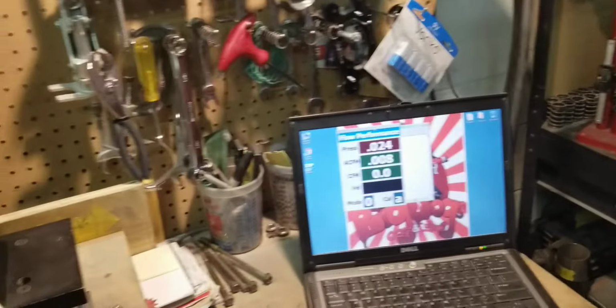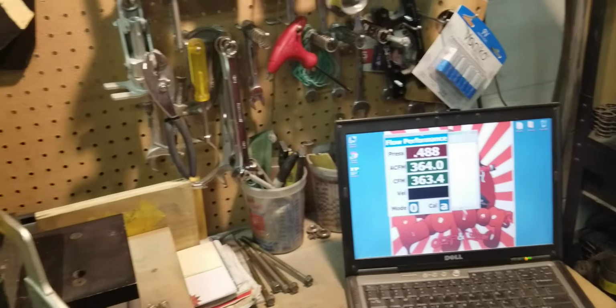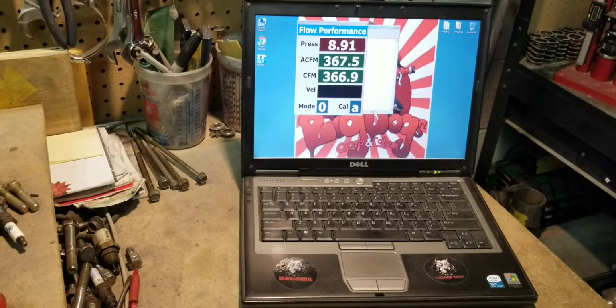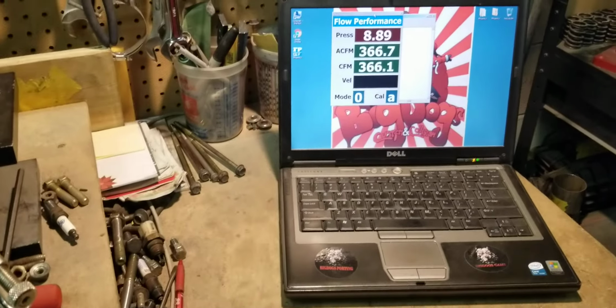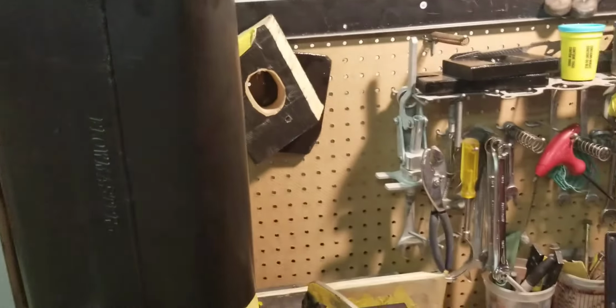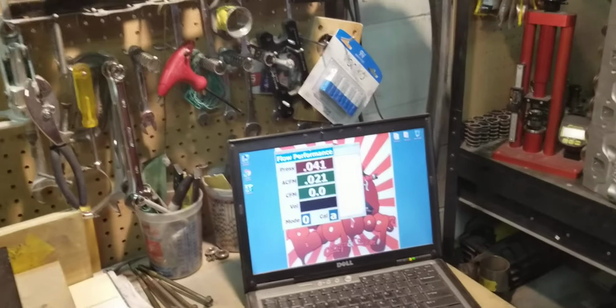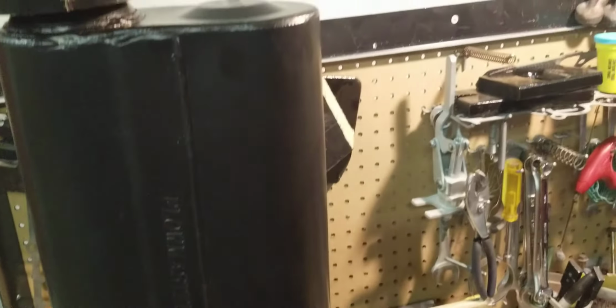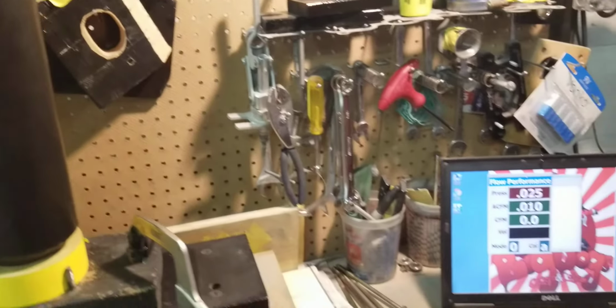So now we have the Flowmaster, this is the inlet with our radius. We're getting ready to kick it off. So 367. So there you have it. Same 2.5 inch, but a huge difference in flow. And this is what you guys are giving up.